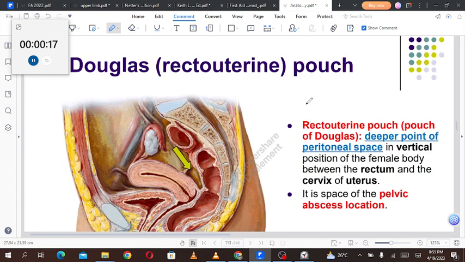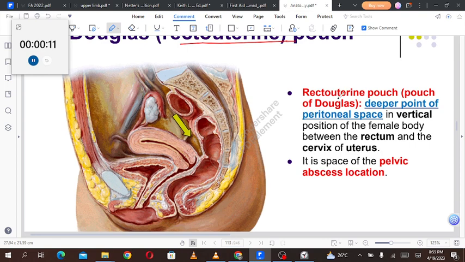Then we have to talk about the pouch of Douglas. Okay, this is the last topic, and then we'll continue the rest in the next session. So Douglas is the recto-uterine pouch. Here you can see the recto-uterine pouch of Douglas, the deepest point of the peritoneal space in the vertical position in the female body, between the rectum and the cervix of the uterus. It is the space of pelvic abscess location.